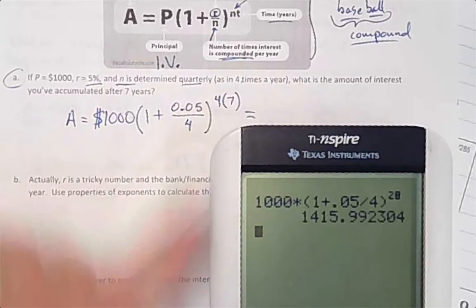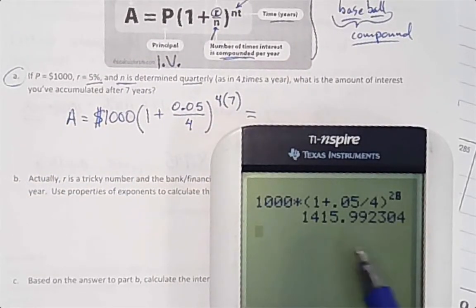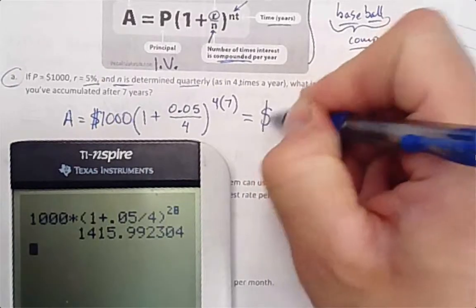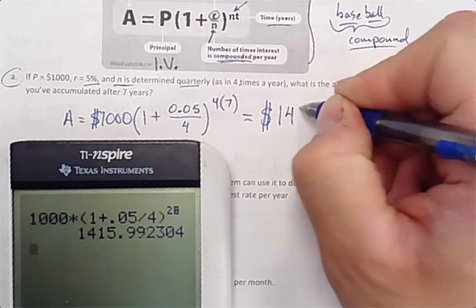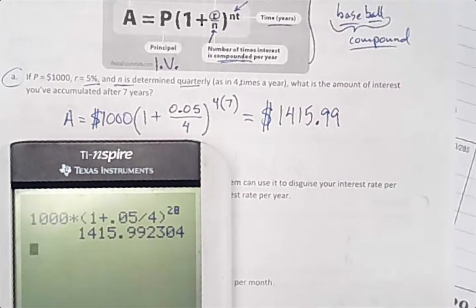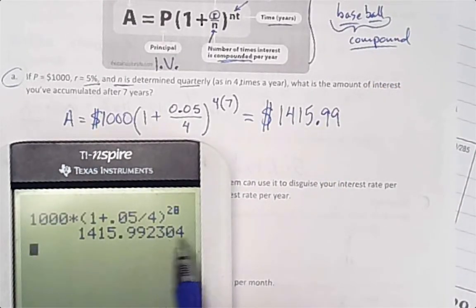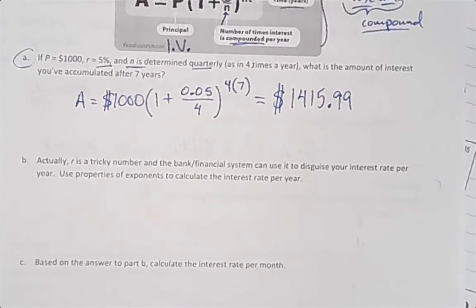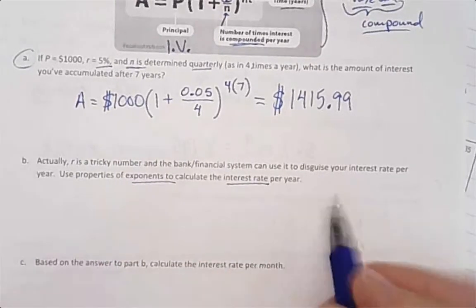Okay, calculate. Oh, nice. In 7 years, 5% interest rate, compounded quarterly, you'll have made $415, assuming you never touched that money. So you now have nearly 50% more than what you started with. 0.99. We don't need the 3 decimals because those are not dollars and cents. Okay. R is a tricky number, and the bank financial system can use it to disguise your interest rate per year. So use properties of exponents to calculate the interest rate per year.